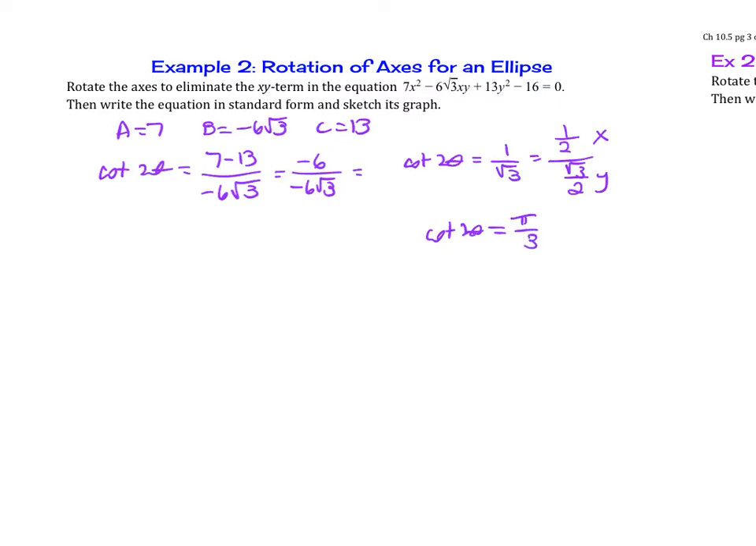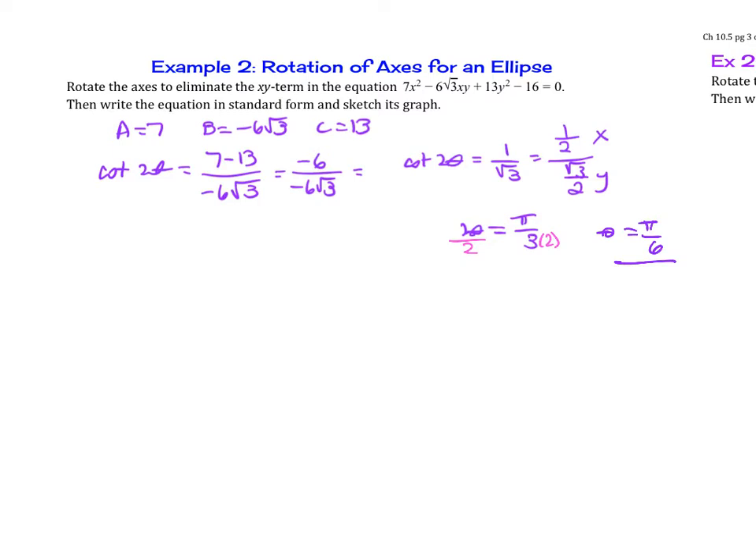And then in order to solve for theta here, oh, it's not cotangent, I apologize, because we already solved for the angle here. So let me go ahead and delete this cotangent. So 2 theta equals pi over 3, and then dividing by 2. So therefore, theta is pi over 6. Okay, so that is how much the axis rotates.